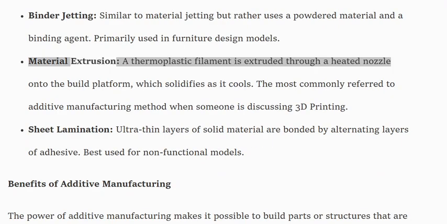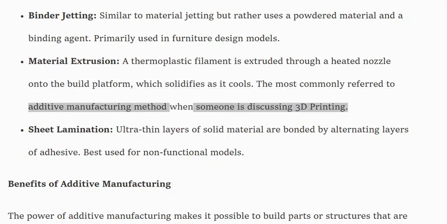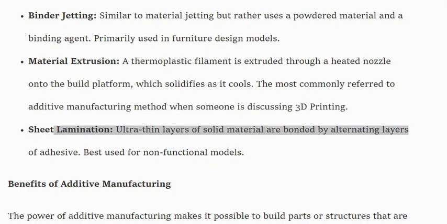Material extrusion, a thermoplastic filament is extruded through a heated nozzle onto the build platform, which solidifies as it cools. The most commonly referred to additive manufacturing method when someone is discussing 3D printing. Sheet lamination, ultra-thin layers of solid material are bonded by alternating layers of adhesive. Best used for non-functional models.